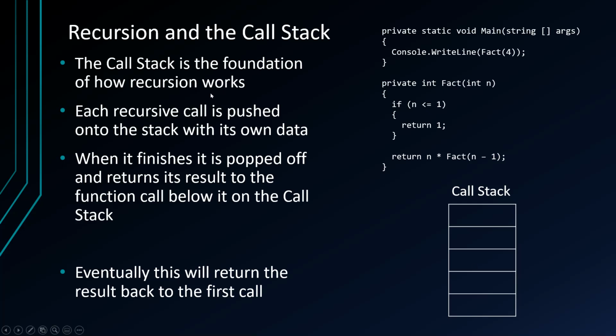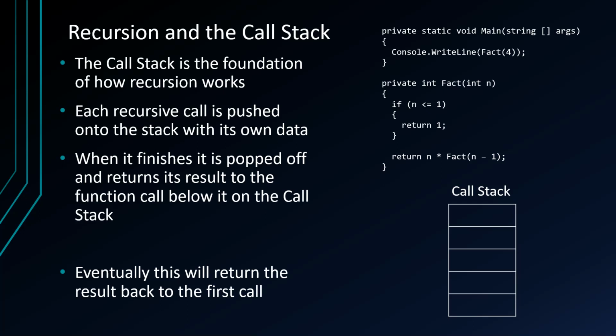So the call stack is the foundation of how recursion works. It's how we go through layer by layer and then get the result back at the end. This is what creates that spiral effect. We build it up, and then we break it back down. So each recursive call is pushed onto the stack with its own data. When it all finishes, it's popped off and it returns its result to the function call below it on the call stack. Eventually, this will return the result back to the first call.